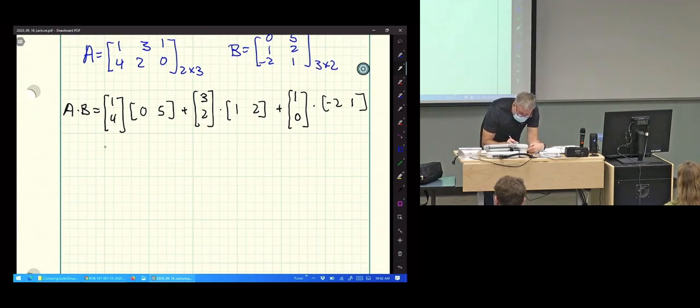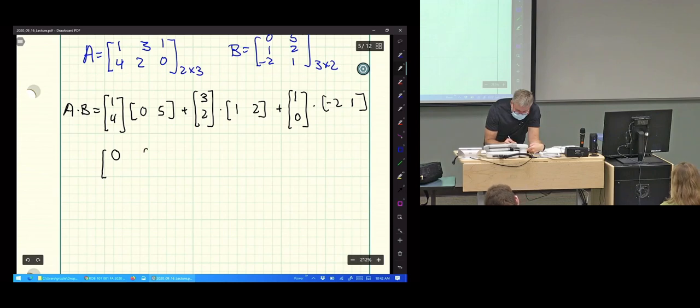Okay, let's see if we're now getting better at these matrix products. 1, 4 times 0, 5. 1 times 0 is 0, and 1 times 5 is 5. 4 times 0 is 0, and 4 times 5 is 20.